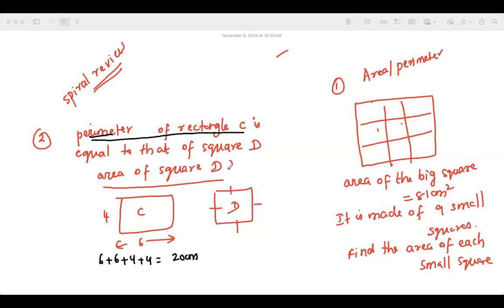Now that is equal to that of square D. So perimeter of the square is 20. Perimeter of the square is 20 means what are the sides? What are the sides? 5. 5. What is the area of the square now?